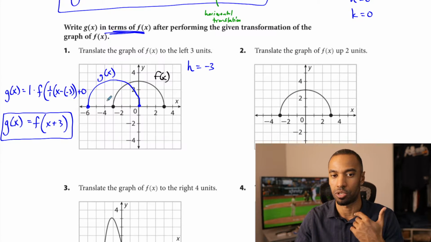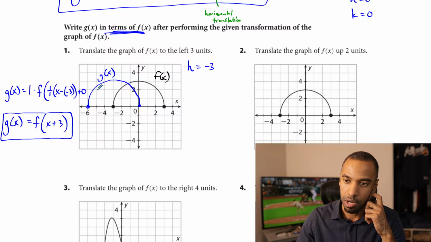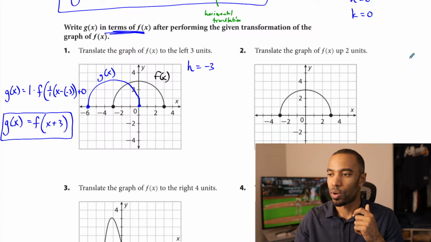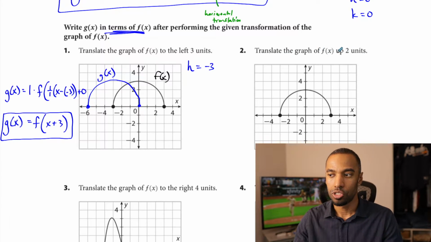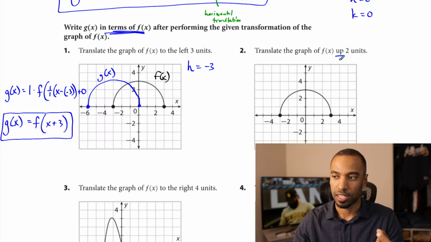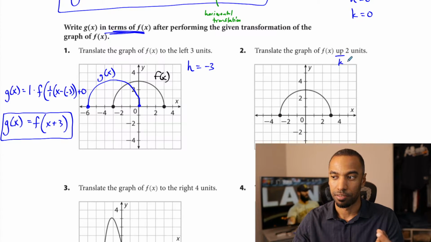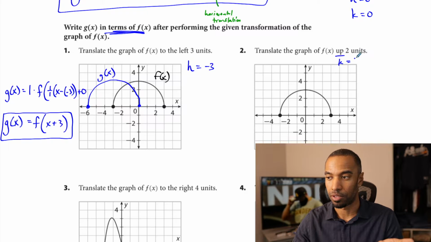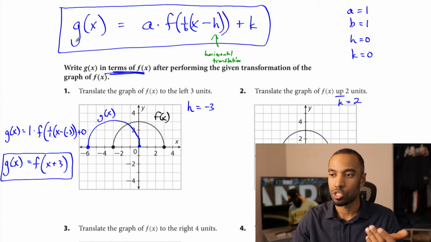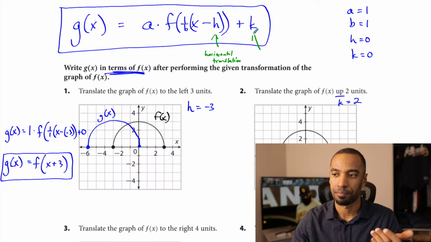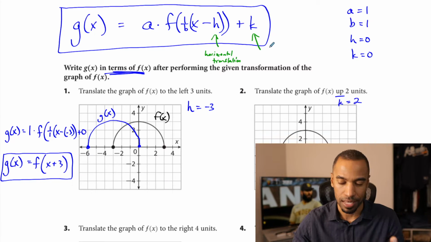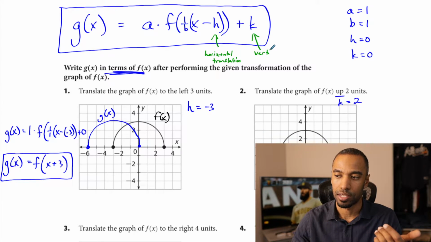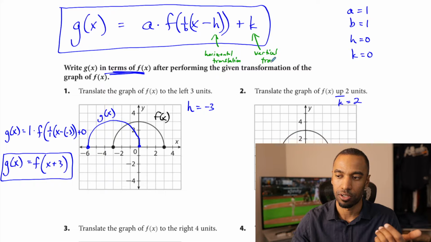You're going to graph the thing based on the result, and that's what we get. So that's number 1. Number 2, translate the graph of f of x up 2 units. So up is in reference to k, and positive value, if you will, k being 2. K represents the vertical translations. So this is a vertical translation of k here.